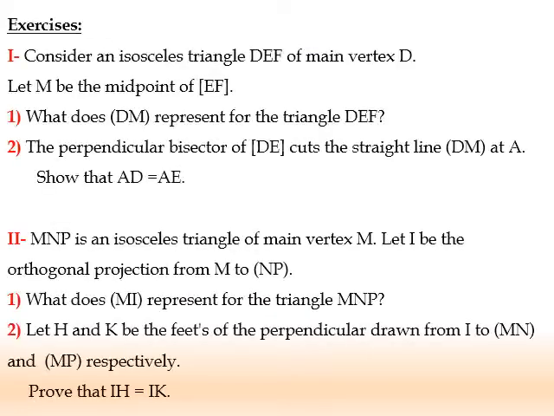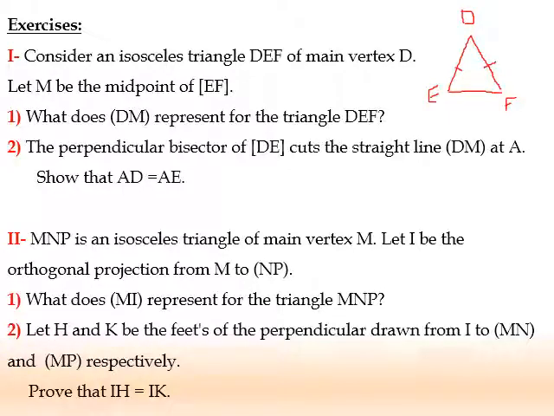Okay, now you have to solve these exercises and hand in your work in the assignment. Consider an isosceles triangle DEF of main vertex D. Of course, you have to draw it with exact measurement, but only for discussion, I'm drawing it here for you. This is triangle DEF, and when I say main vertex D, it means that DE equals DF. The main vertex is the vertex holding the equal sides.